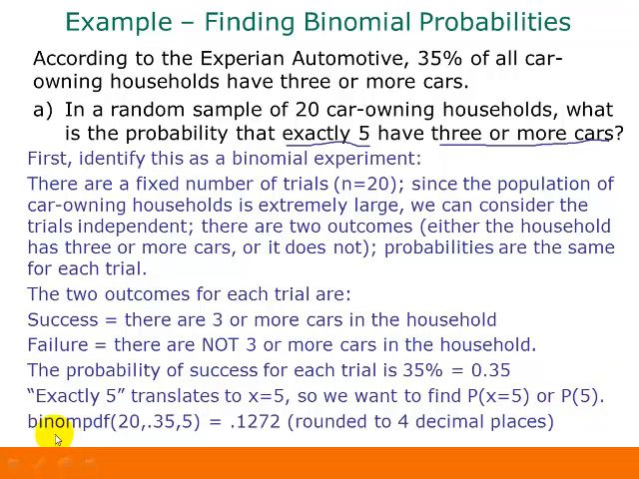On your calculator, you would put in 20 for the n, 0.35 for the p, and 5 for the x. And remember to make sure that this is binomial PDF. And if you calculate this, you should get 0.1272 if you round it to 4 decimal places. So again, try this out on your calculator and make sure that you're getting this value.